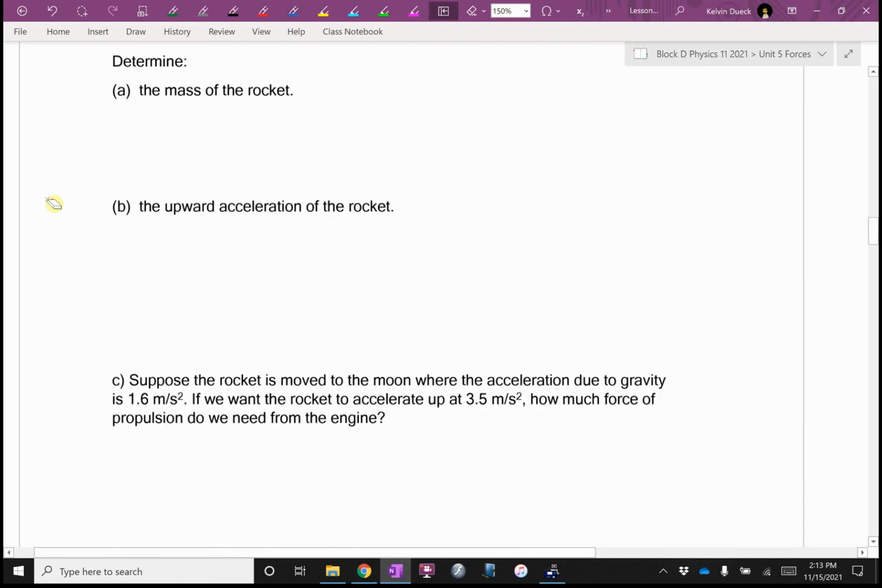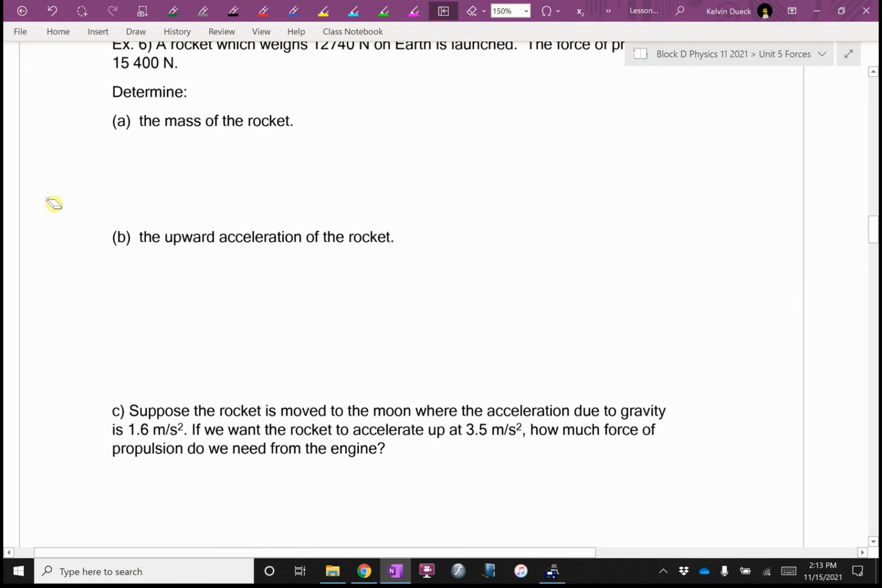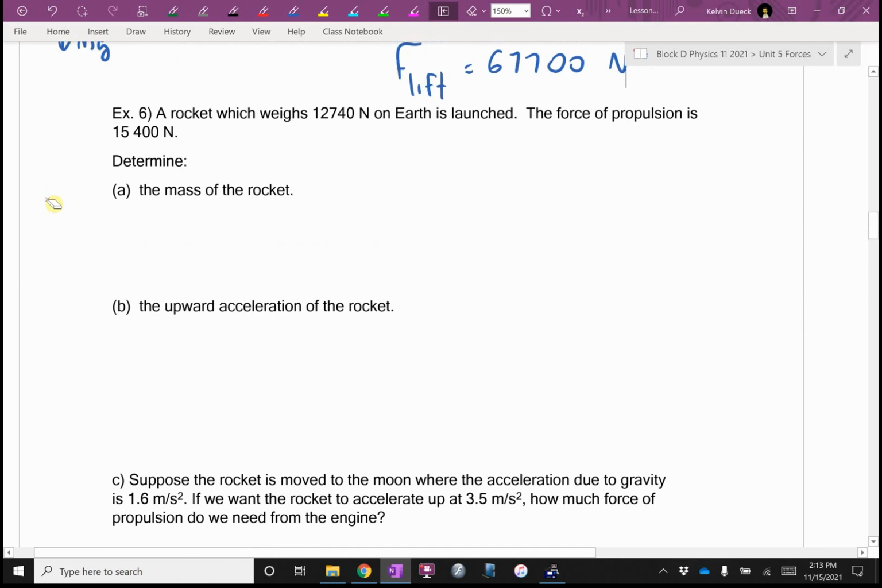Example 6. A rocket which weighs 12,740 newtons on Earth is launched. The force of propulsion is 15,400.